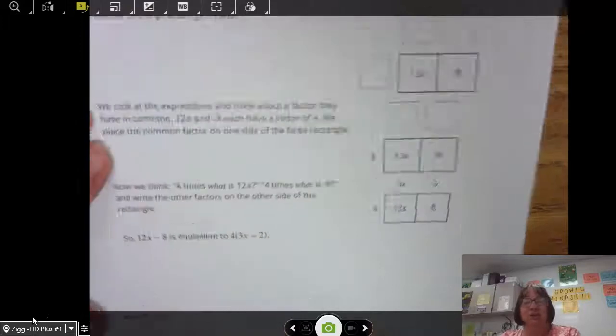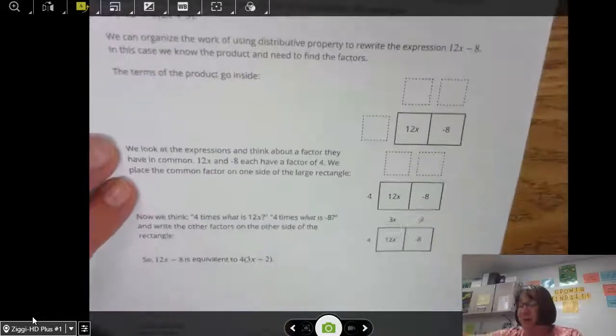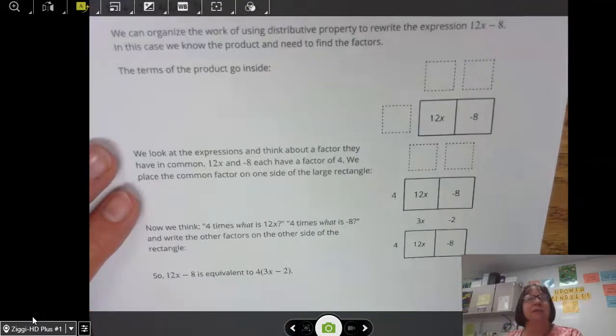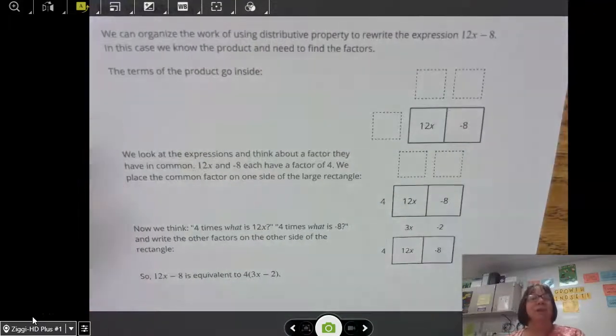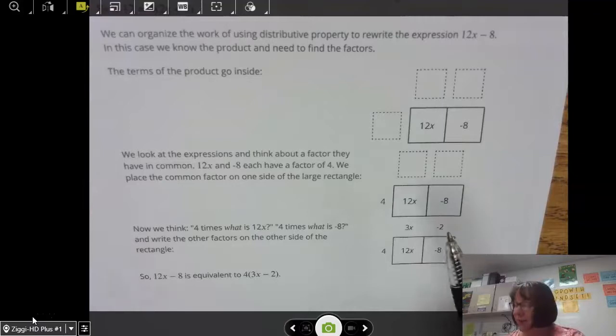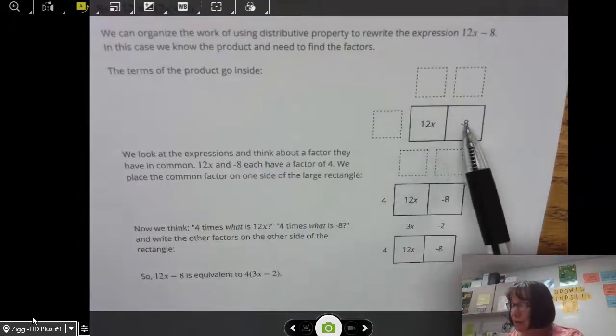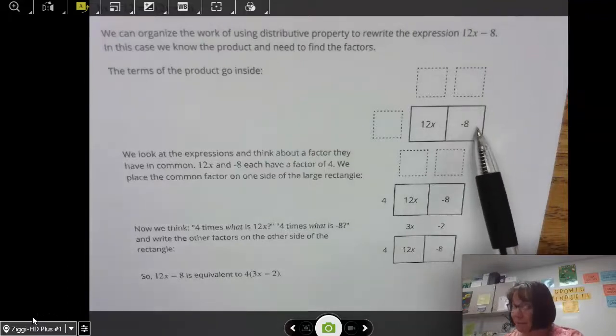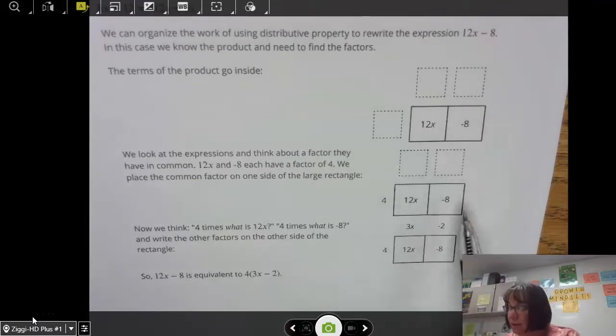Just if you look at the summary on the next page, of your workbook. The terms of the product go on the inside. So after we multiply, what we would get would be on the inside. And then you look at the expressions and you think about a factor they have in common.